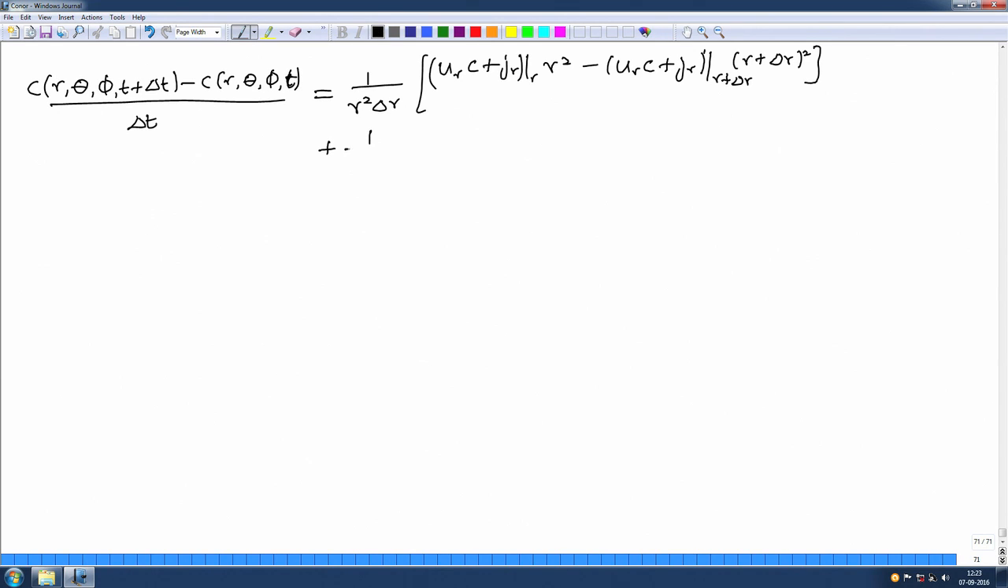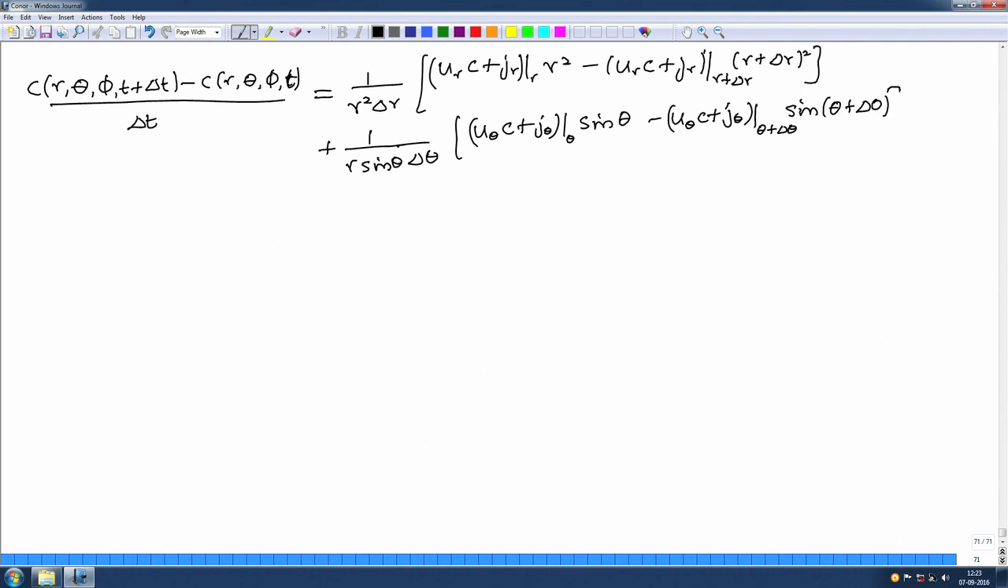plus 1 by r sin theta, delta theta into u theta c plus j theta at theta times sin theta minus u theta c plus j theta at theta plus delta theta sin of theta plus delta theta.